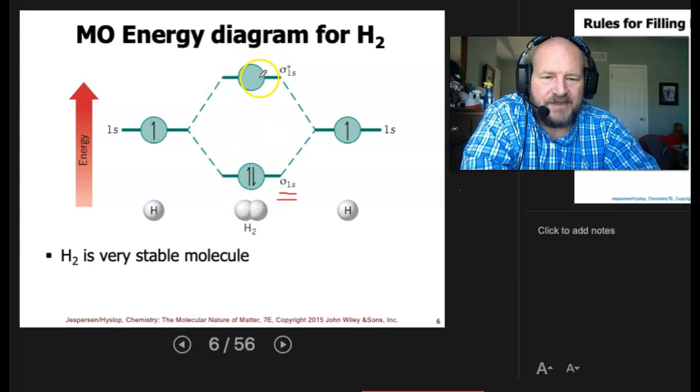We have 0 electrons in the anti-bonding orbital. So this should be a very stable molecule, and of course we know that it is.